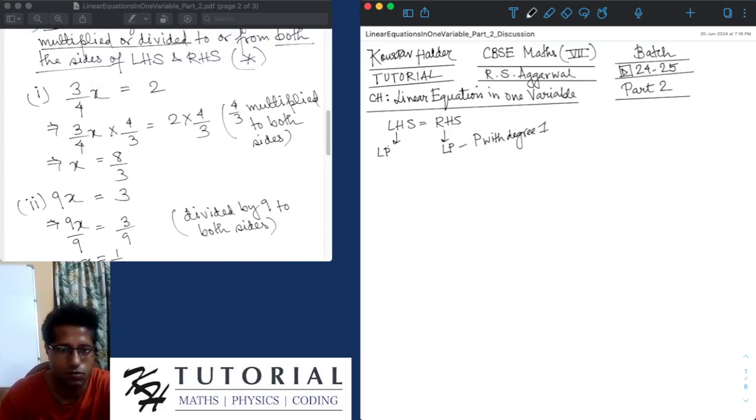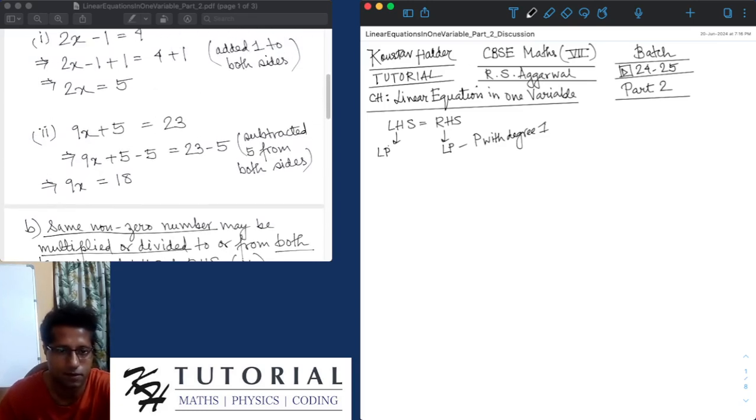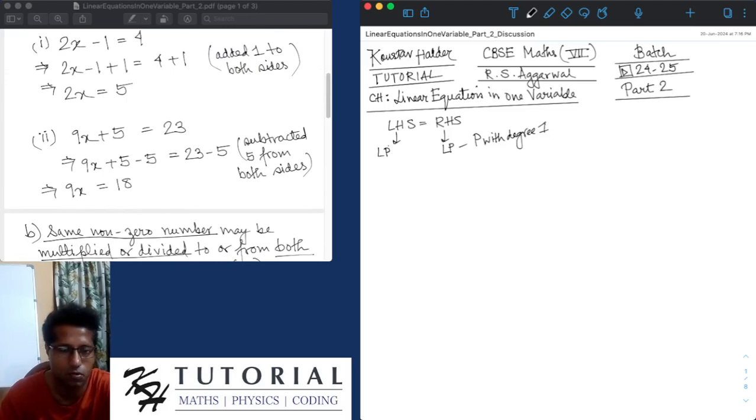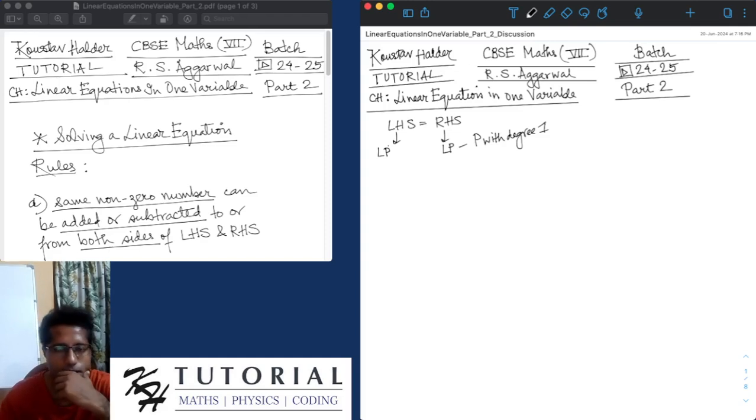So these were the rules of addition, subtraction, multiplication and division by the same number to both the LHS and RHS of a given equation. We can do that, and that will not change the equality. The equality will still hold.